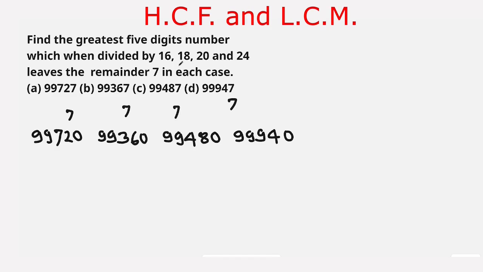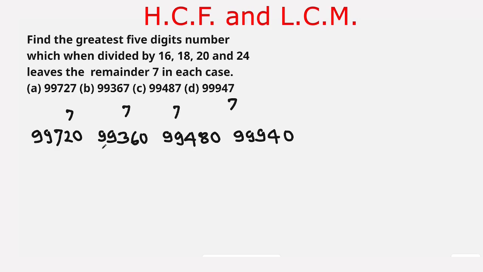Now, as one number is 18, which is divisible by 9, it means that the option which is divisible by 9 must be our answer. So we check the divisibility by 9. The sum of the digits of option A after subtracting 7 is 99720. So 9 is divisible by 9, 9 is divisible by 9, 7 plus 2 is 9, which is divisible by 9. So option A is divisible by 9.